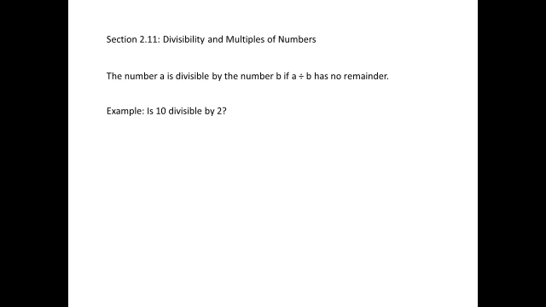Section 2.11, Divisibility and Multiples of Numbers. The number a is divisible by the number b if a divided by b has no remainder. Example, is 10 divisible by 2? In order to answer this question, we need to go back to the definition and see how the numbers fit. The number 10 is divisible by the number 2 if 10 divided by 2 has no remainder.